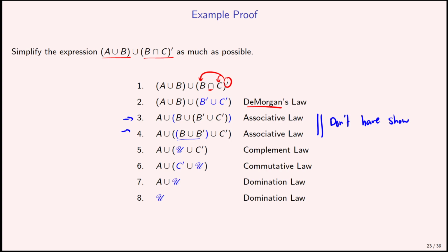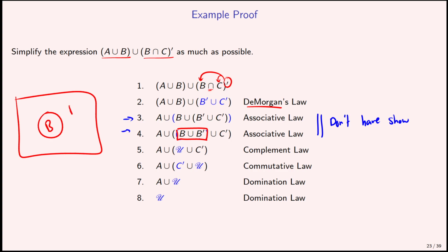Now, in the next step, I finally have B union B complement together. Using the complement law, and again using this picture here, this is B, B complement. If I take the union of these, I'm essentially taking the entire thing in the universe. So I'm simplifying B union B complement into the universe itself. So now instead of B union B complement, I have the universe here.